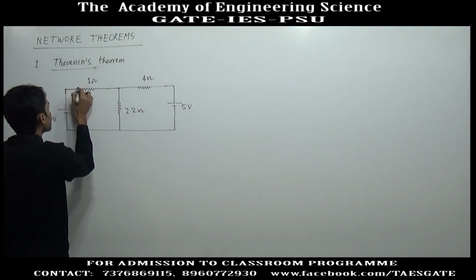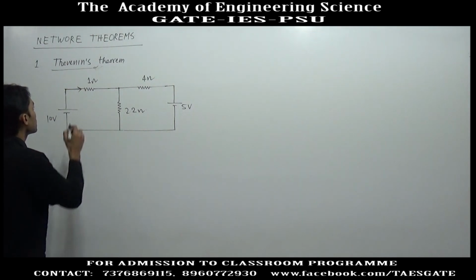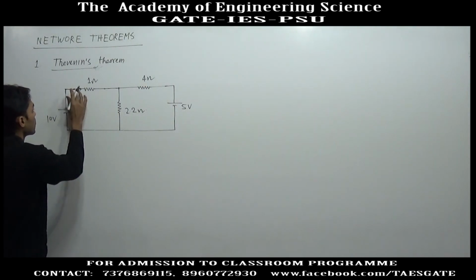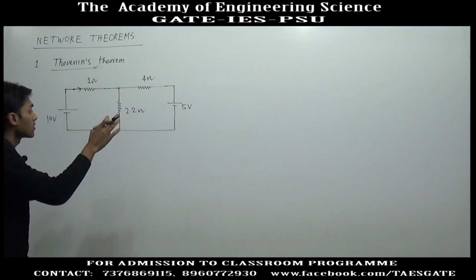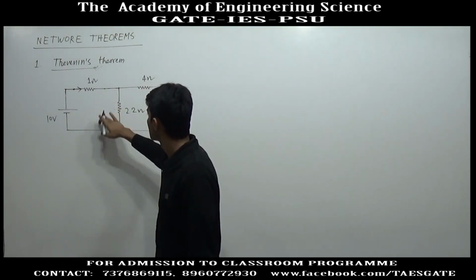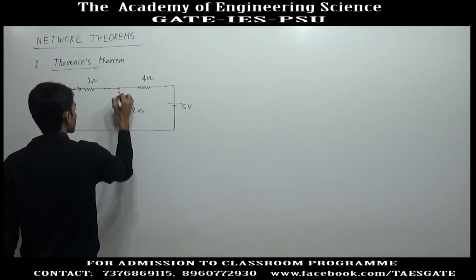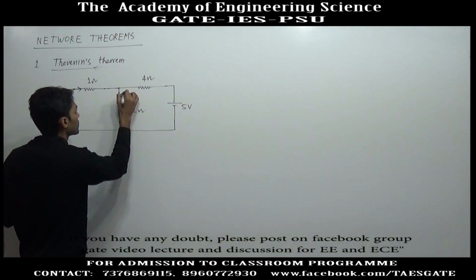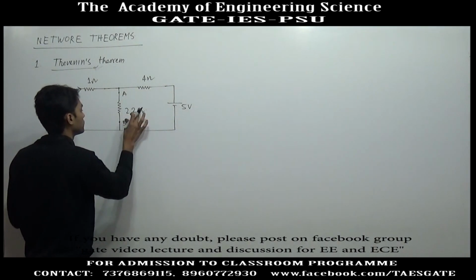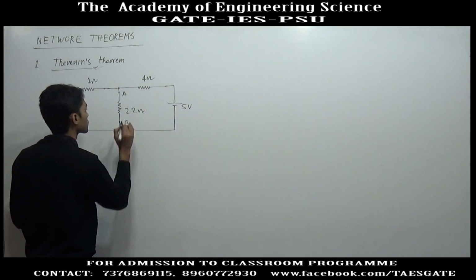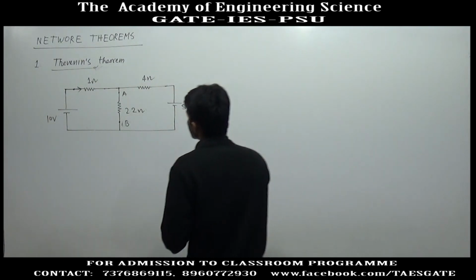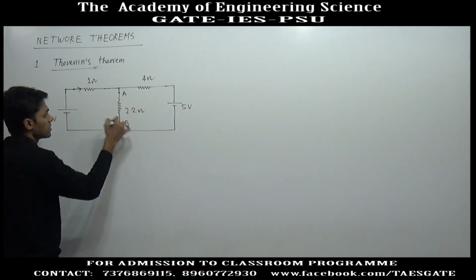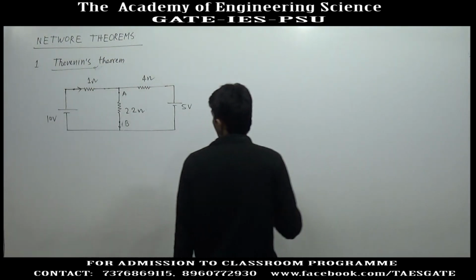Now, just to solve this current, it is better to transform this circuit about these 2 points, but I am taking the transformation about these 2 points A and B. So, I am taking the transformation outside points A and B, and the inside part is not changed and remains unchanged.